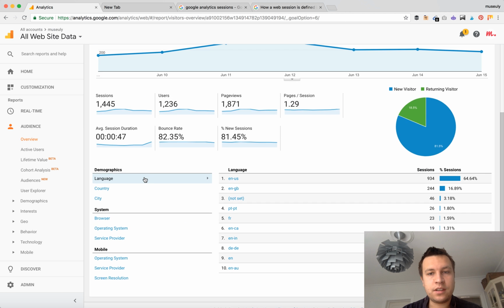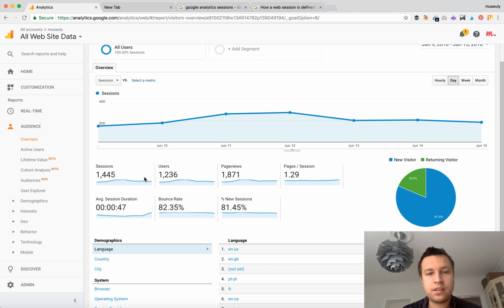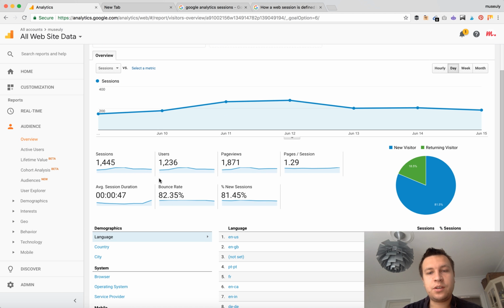So yeah, that's basically it. That's how you do it. So just a little trick. A lot of bloggers, when they're asked how many visitors their website has, say page views, because obviously page views would be a much higher number.